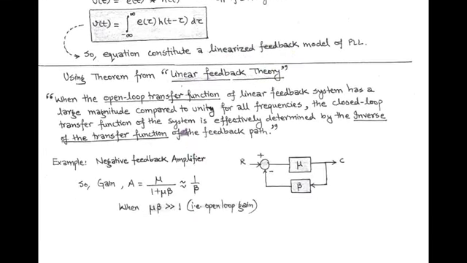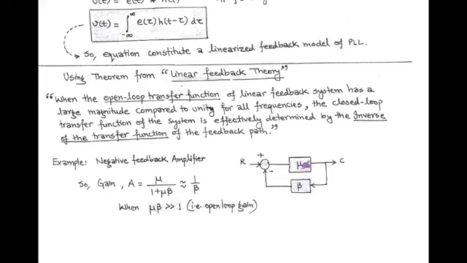According to this theory, when the open loop transfer function of a linear feedback system has a large magnitude compared to unity, then the closed loop transfer function of the system is effectively determined by the inverse of the transfer function of the feedback path. So to explain this, we assume a negative feedback amplifier having mu as the transfer function of the forward path and beta as the transfer function of the feedback path.